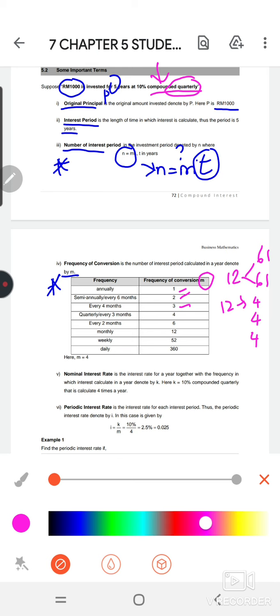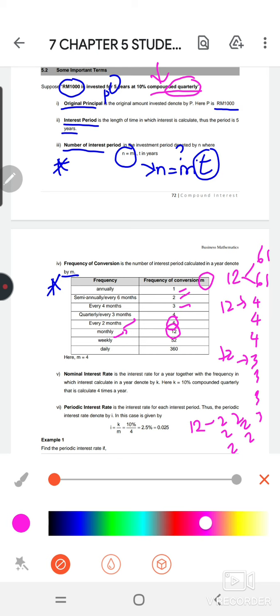Then quarterly or every 3 month. Setiap 3 bulan. Kita ada 12 dalam setahun. So kalau setiap 3 bulan, M is 4. Okay, then every 2 month. Setiap 2 bulan. So kalau kita ada 12 dalam setahun, so awak akan di-compound 6 kali dalam setahun. Okay, monthly. Monthly means setiap bulan. So setiap bulan kita ada 12 bulan dalam setahun. So your M is equals to 12.